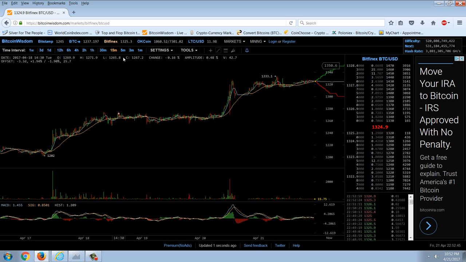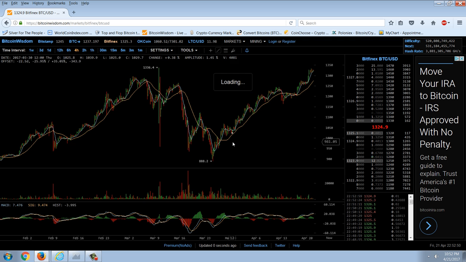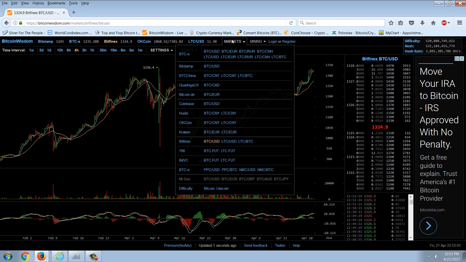I do expect Bitfinex to make a new high, but I really don't know how we're going to have any follow-up in any of the other markets. You can see 1336, that's that old spike high with tremendous intervention right afterwards, and we're getting very, very close to that. So it may be tonight that we get that.